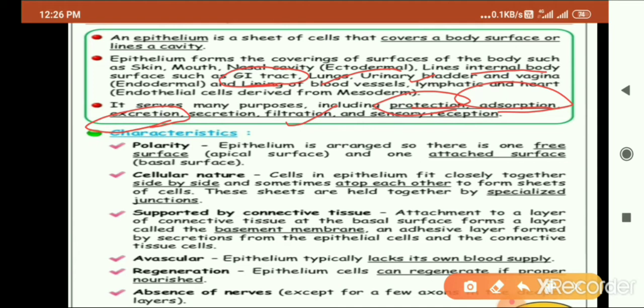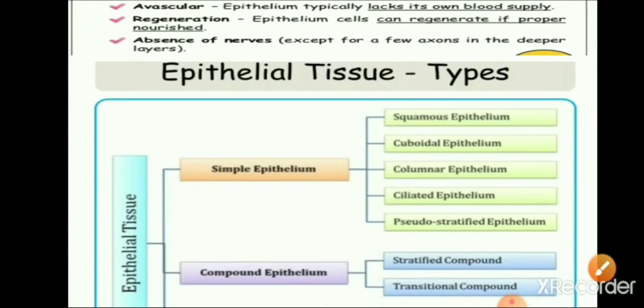Okay, now what are the various characteristics of this tissue? It has a polarity. The epithelial tissue is arranged so that there is one surface, apical, and another one, the basal surface. It has a cellular nature. The cells in the epithelium fit together like the tiles in a floor in case of squamous tissue. It is supported by connective tissue. It is avascular. It lacks blood supply and it can be regenerative. And there is absence of nerves in this epithelial tissue.